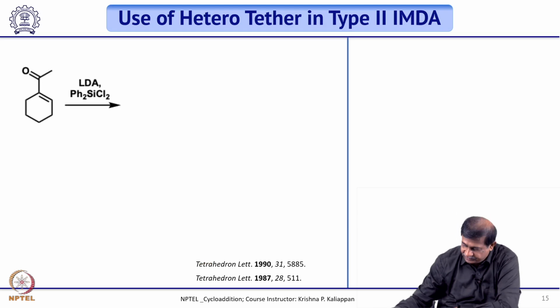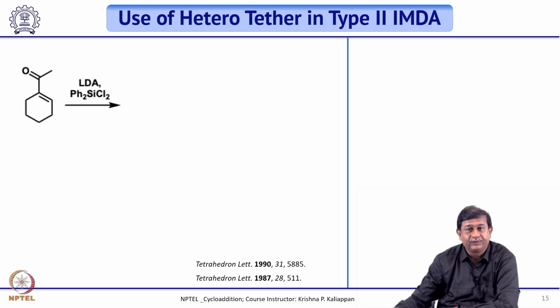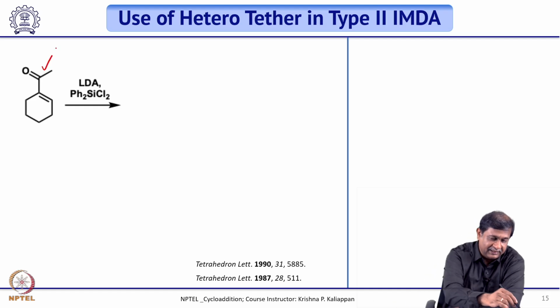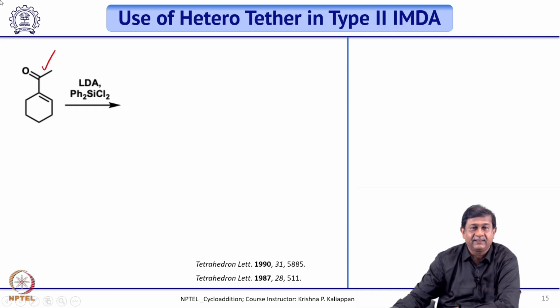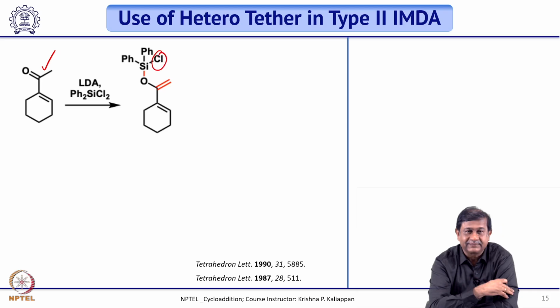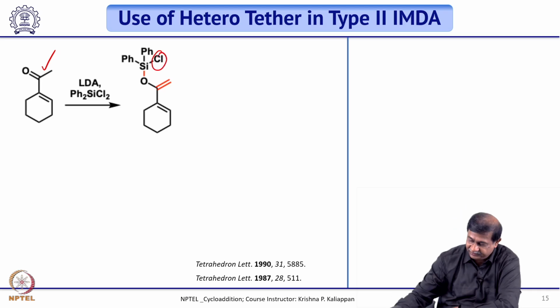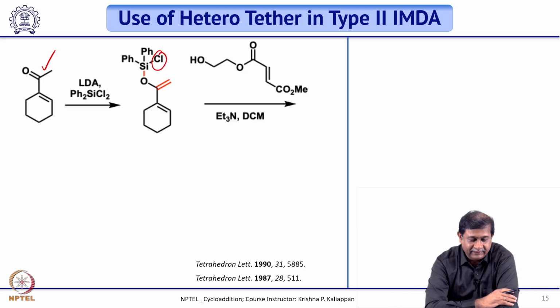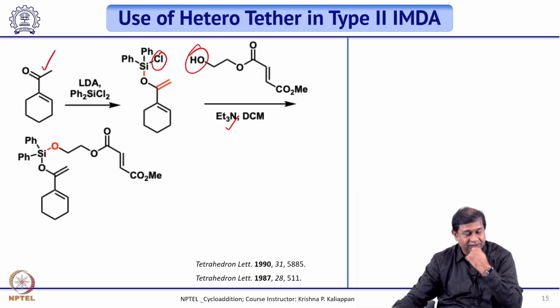One can also use an alpha beta unsaturated ketone to make the diene. So, if you take an enone like this, then treatment with LDA and diphenylsilyl dichloride, you get the corresponding enol silyl ether, but also the silyl group as a chloride. So, this means you can treat with any alcohol in the presence of base. So, now the alcohol can be protected as this silyl ether. So, this is what happens.